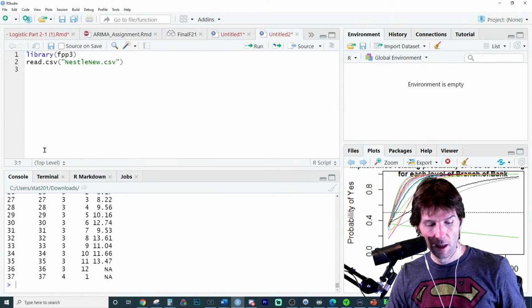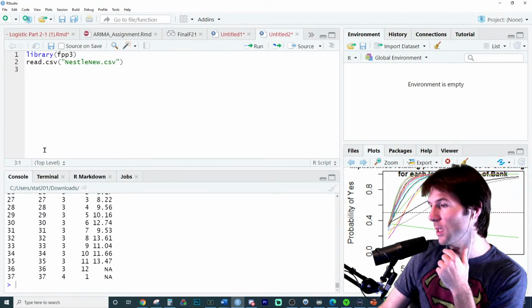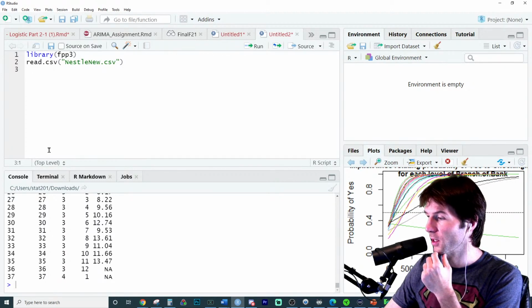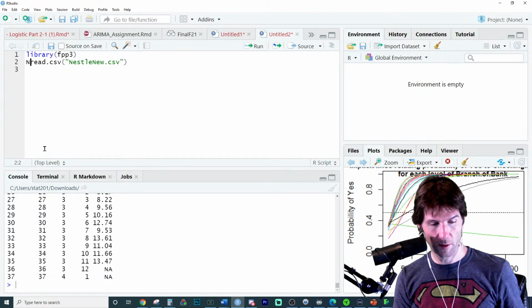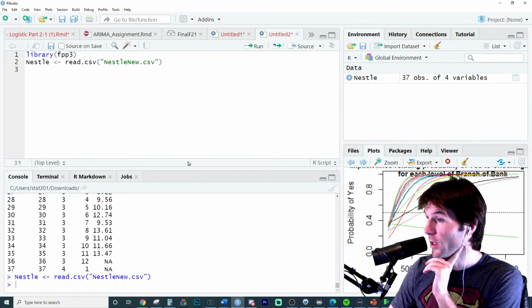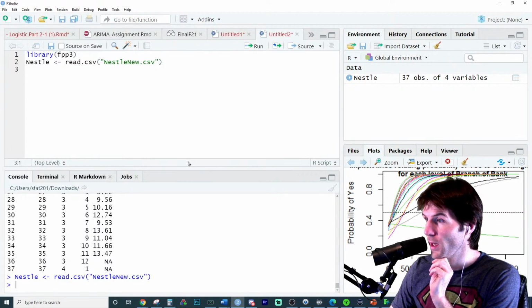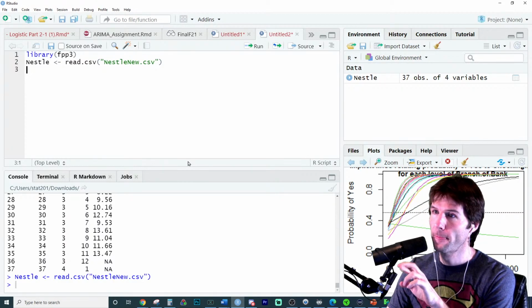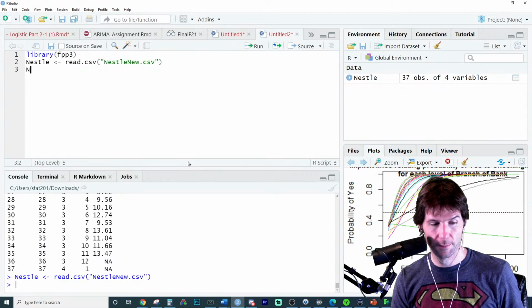There's Nestle new. Sometimes you run into issues with the missing data on the last few observations, but let's take this and store it as nestle. So we have a data file that we're loading in, and what we want to do now, I'm going to make sure I get this down, is we want to take our data file.